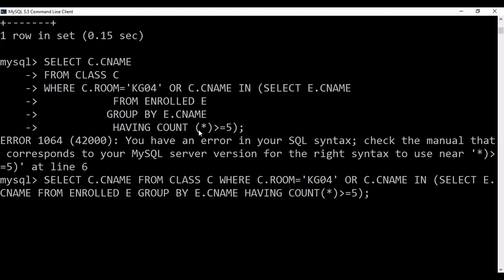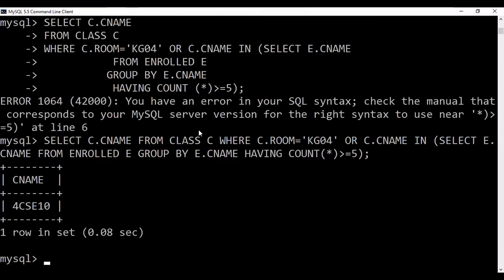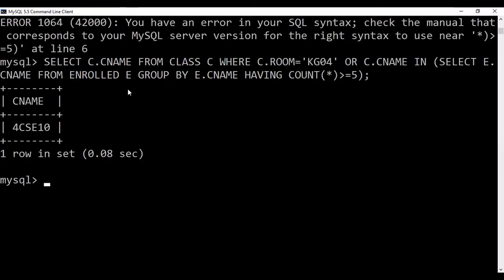So this will give me the details of the course. You can see here, you can start writing. Now see here what it is giving. It is giving the class details. It is nothing but 4 CSE 10. You can see this 4 CSE 10 is assigned to room number KG4.